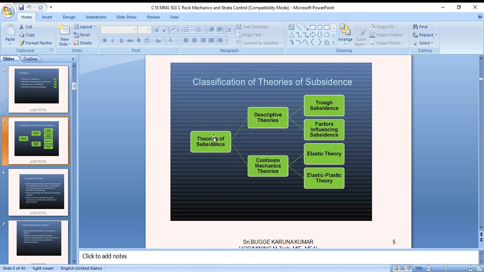So, classification of theory of subsidence. There is a descriptive theory, that is, a particular rock substance and a factor between substances, and there is continuum mechanics theory, that is, elastic theory and elastic-plastic theories.